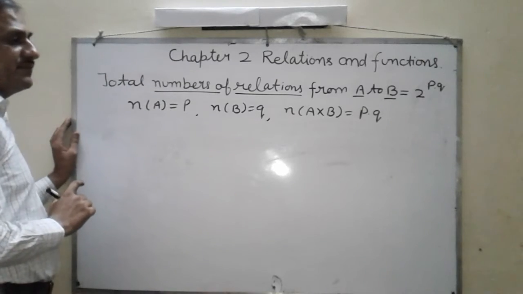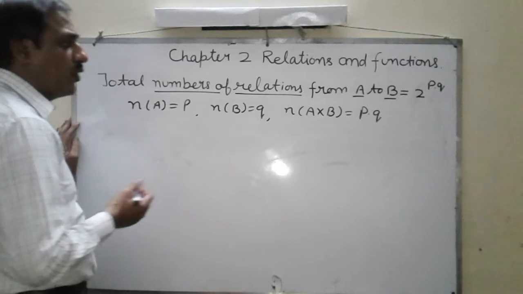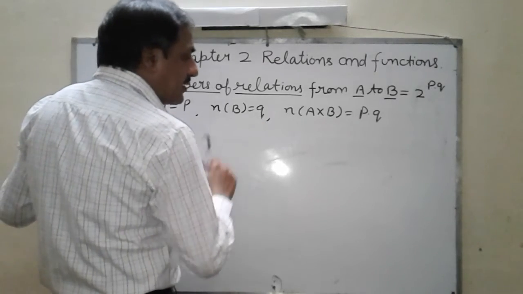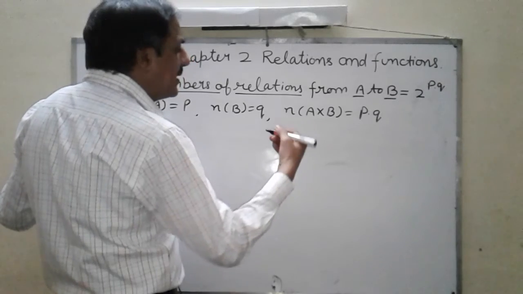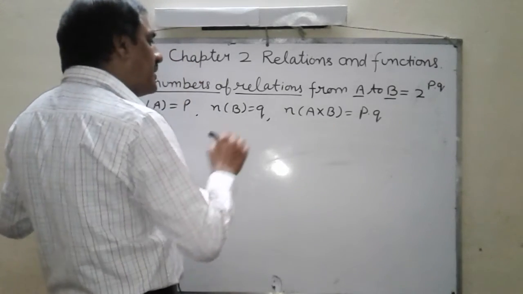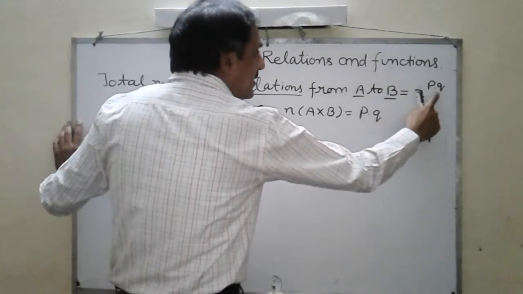So the total number of subsets is equal to what? The total number of subsets of A cross B is equal to 2 to the power P into Q. So the total number of relations will also be equal to 2 to the power P into Q.